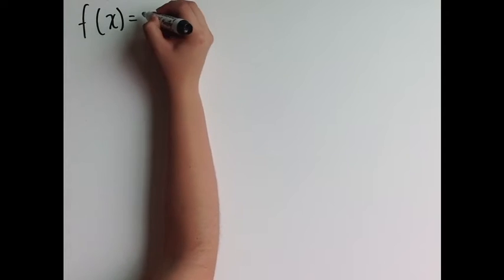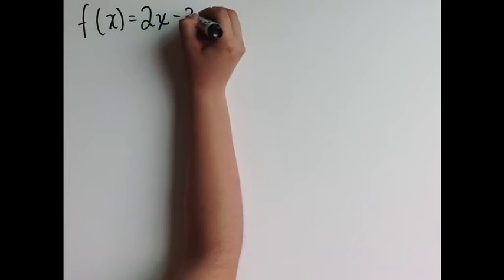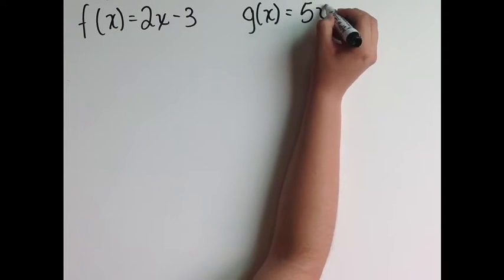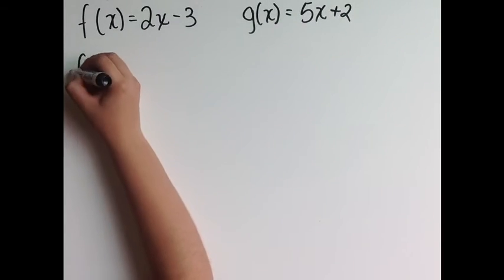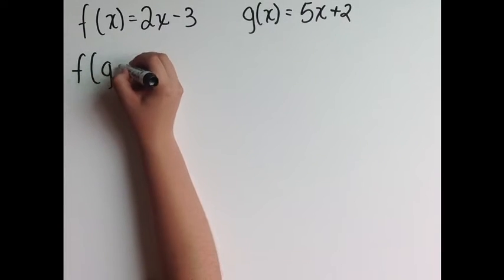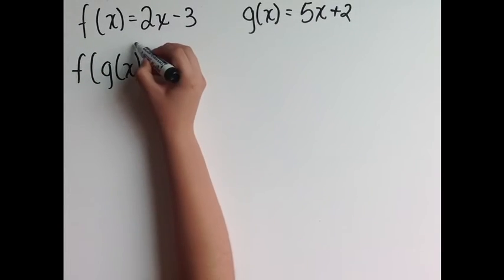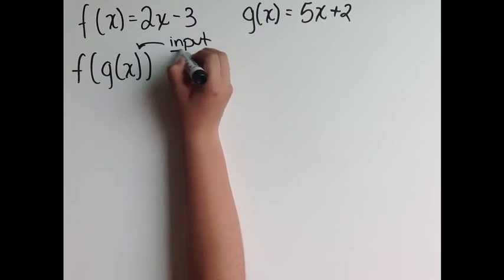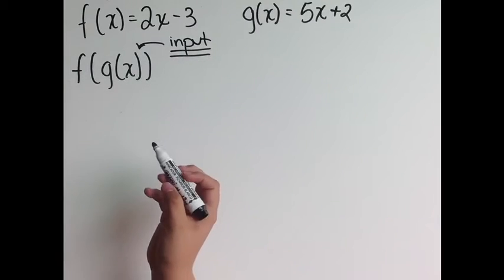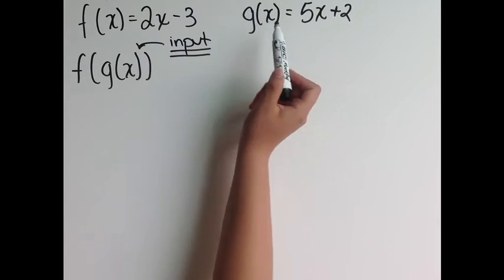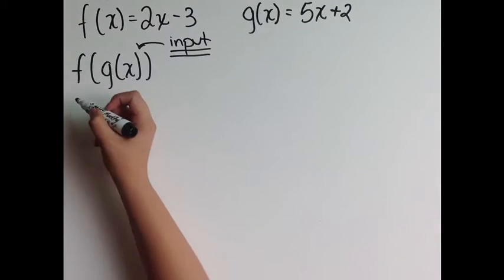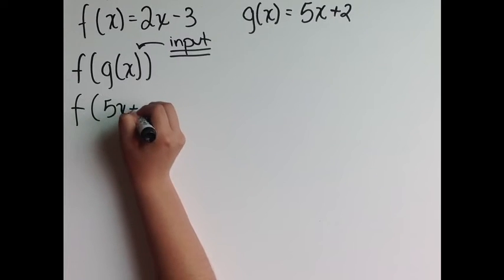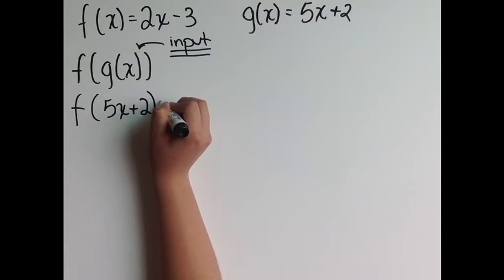We have our two functions: f of x is equal to 2x minus 3 and g of x is equal to 5x plus 2. And we want to get f of g or f composite with g. It is very important to know that the function that is inside the parentheses will always be called input. So in this case, our input is g of x. So now we will send the value of g of x through f of x. So we will have f of 5x plus 2.